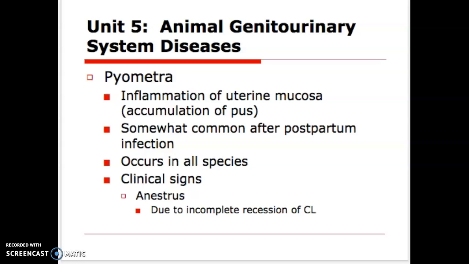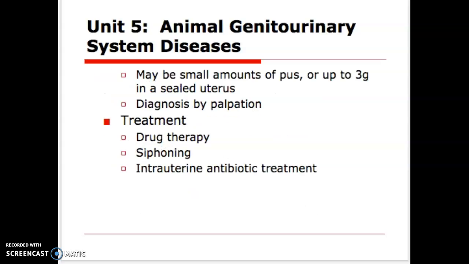all species. Clinical symptoms of this is basically you'll find anestrus. You'll find animals that do not show any symptoms of estrus at all, usually because of incomplete regression of a corpus luteum, or simply they're carrying that infection in the uterine tract, and therefore just the stress causes them not to come into heat whatsoever.